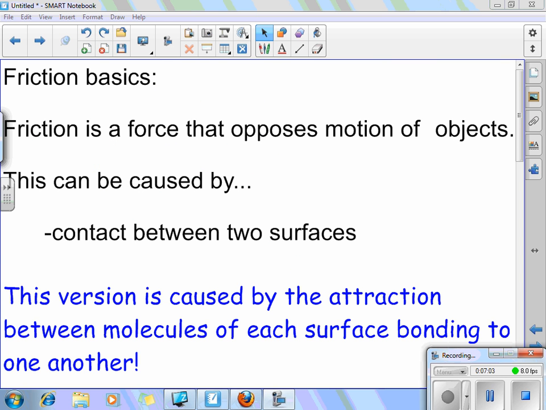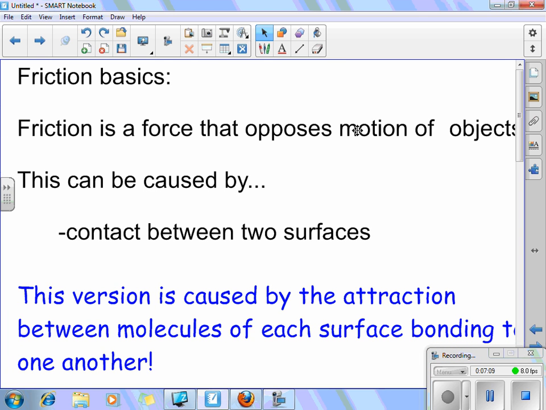Alrighty, here's the basics on friction. Friction is a force that opposes motion of objects, any motion of the object. It basically is opposing any forces that are acting on it, or any motion at all. If it's already in motion, it'll actually try to slow it down. It's trying to get it to be at rest. And it can be caused by a number of things. There are actually a couple versions of friction.